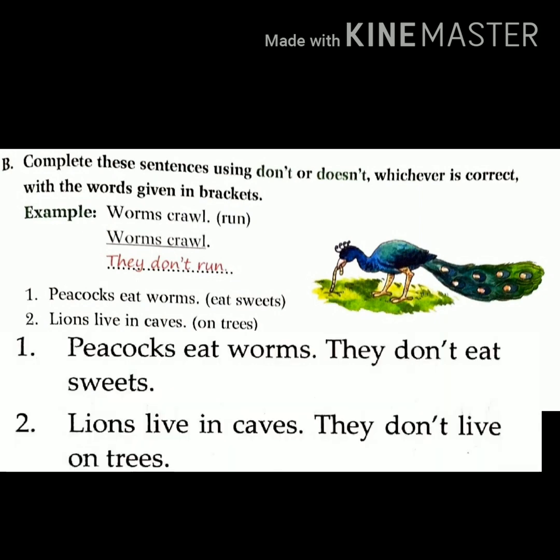Now let's do the next one. Peacocks eat worms. Here in the bracket you have the words eat sweets. So you have to use these two words in the don't sentence. So what will be the sentence? Peacocks eat worms, full stop. They don't eat sweets. Yes? Now let's do the second one. Lions live in caves. Here you have to use the words on trees. So lions live in caves. They don't live on trees.